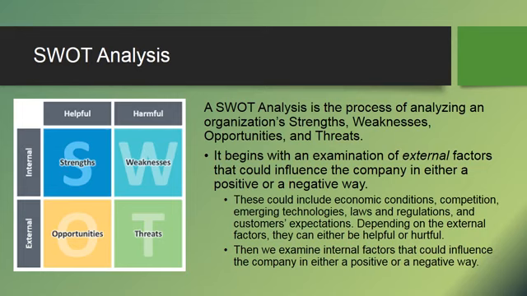We examine the internal factors that could influence the company in either a positive or a negative way. So if you look at this square I have on the left-hand side, you'll see the words along the y-axis, external and internal, and along the x-axis is helpful and harmful. So by putting these letters to represent what we're talking about, you can see that we have internal things that are strengths and internal things that are weaknesses. We have external opportunities and external threats.